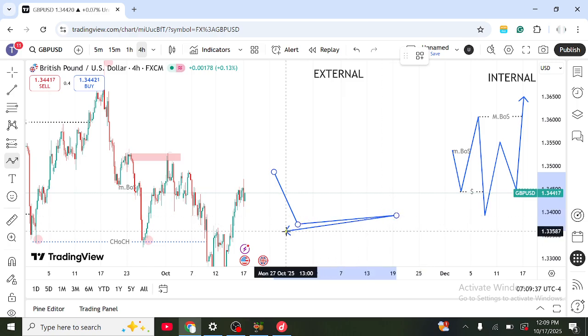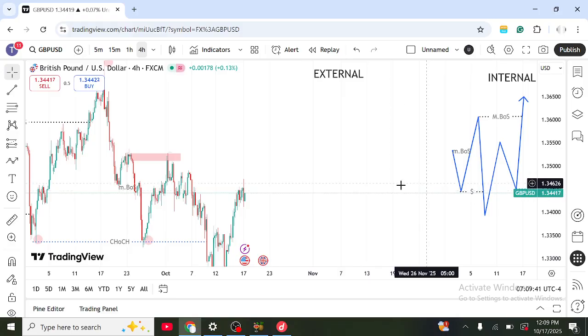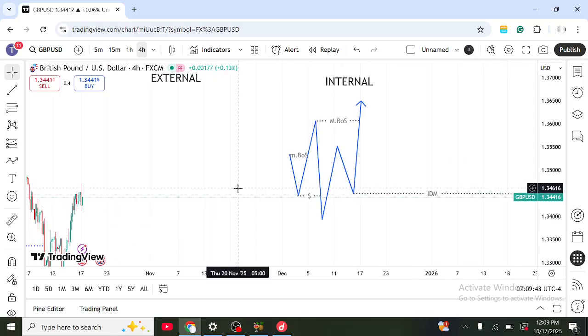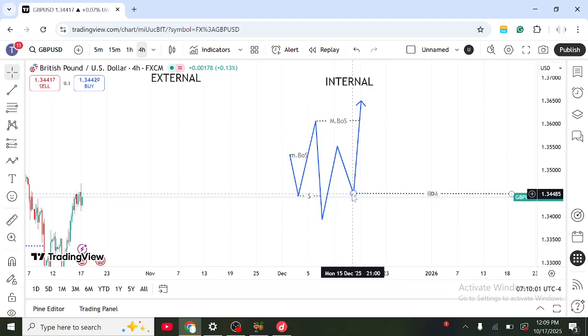Now, okay, excuse me please. So what I want to explain is that this is not a pattern that you should look out for. Okay, this is not a pattern. This level is what I'm trying to explain to you, that this is the level of inducement. All right, the last low before the break of structure is the internal inducement.